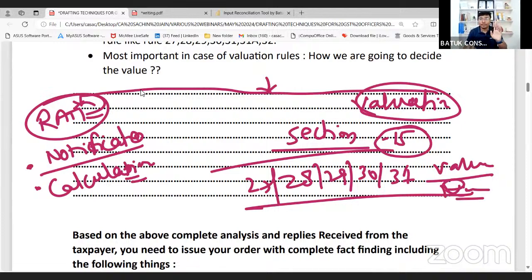So, as we all know, there are two situations in which a provisional assessment application can be received. One is rate and the other is valuation. So whenever you issue the show cause notice, in case of rate, the rate notification is required and the complete calculation of the rate is required. In case of valuation, there is a reference to section number 15. And if you are going to calculate the value as per the valuation rules, in that case the reference of various valuation rules and the calculation thereof is required. That should be part of your SCN.